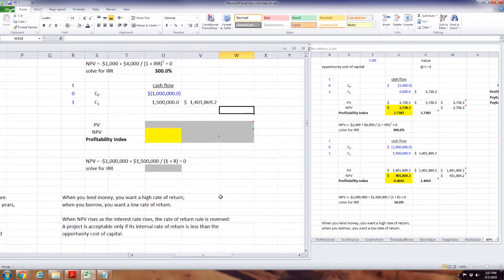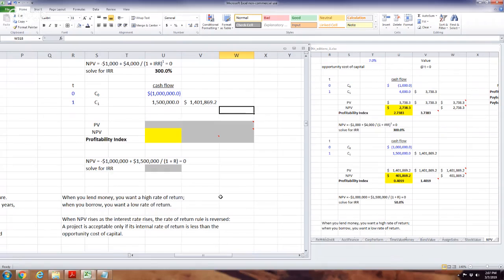And then, from a theoretical point of view, what is this lending or borrowing, and what does this all really mean? Certainly, when you lend, you want a high rate of return. When you borrow, you want a low rate of return. So when interest rates rise, the rate of return rule is reversed if it is less than the opportunity cost of capital.